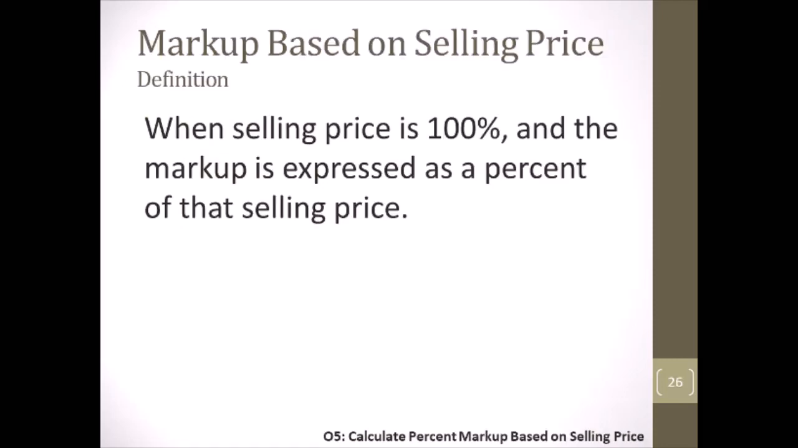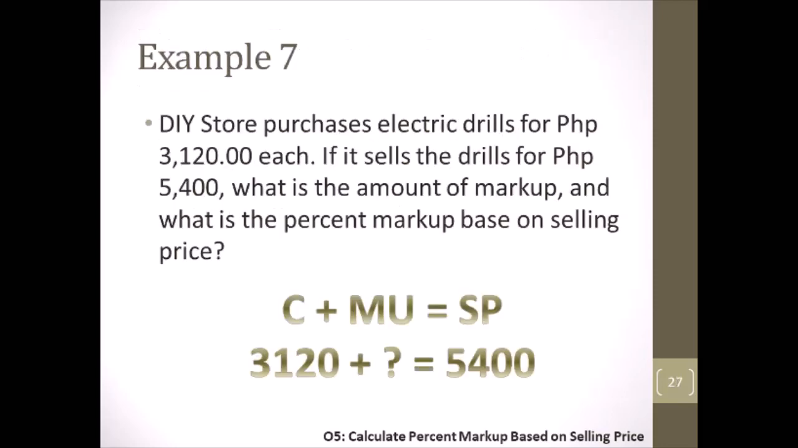The next set of items are based on selling price. The definition is, when you see the phrase markup based on selling price, 100% is assigned to the rate of the selling price. So you will calculate percent markup based on selling price in this item.